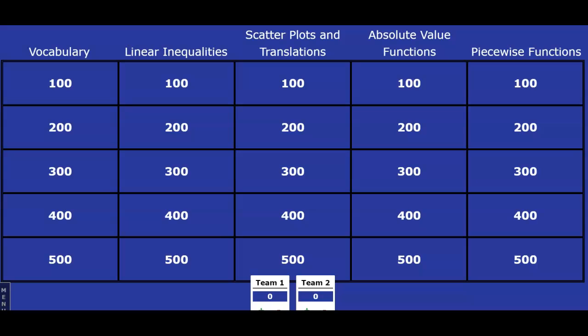Okay, so let's start with Bella and Reese. And we're going to start with vocab for 100. So go ahead up to your whiteboard, left side first, right side.